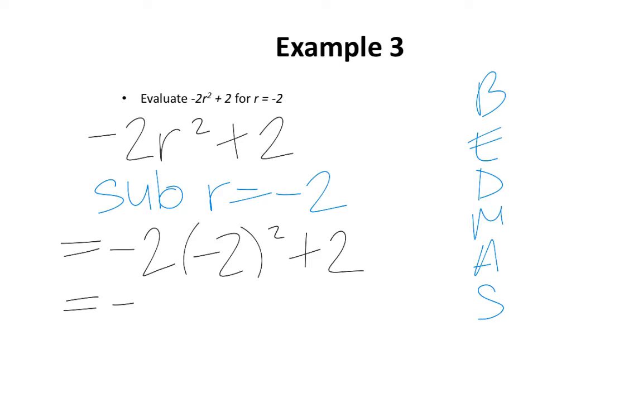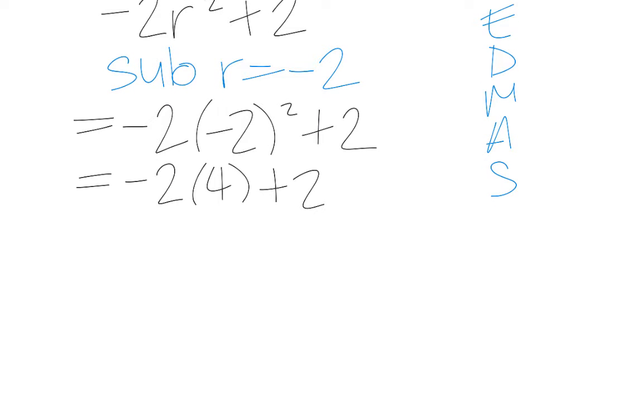Therefore, negative 2 to the power of 2 is the same thing as negative 2 multiplied by itself. So negative 2 times negative 2 is positive 4. Next, we're going to do some multiplication. So negative 2 times 4 is negative 8. And last but not least, we're going to go negative 8 plus 2, which is negative 6.